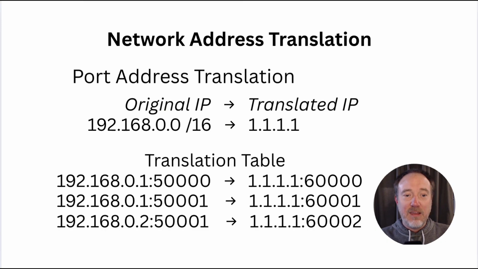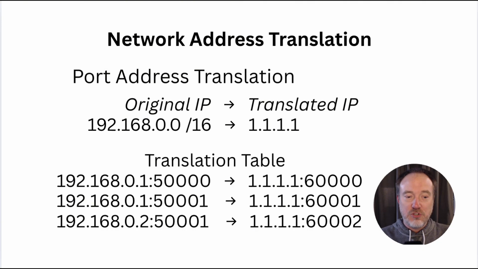The first entry here shows that the original IP of 192.168.0.1 used a Layer 4 port of 50,000. This was mapped to the translated IP of 1.1.1.1 and a Layer 4 port of 60,000. The next entry has the same original IP but a different Layer 4 port. This time it's port 50,001. This was translated to an IP of 1.1.1.1, but the port is 60,001.